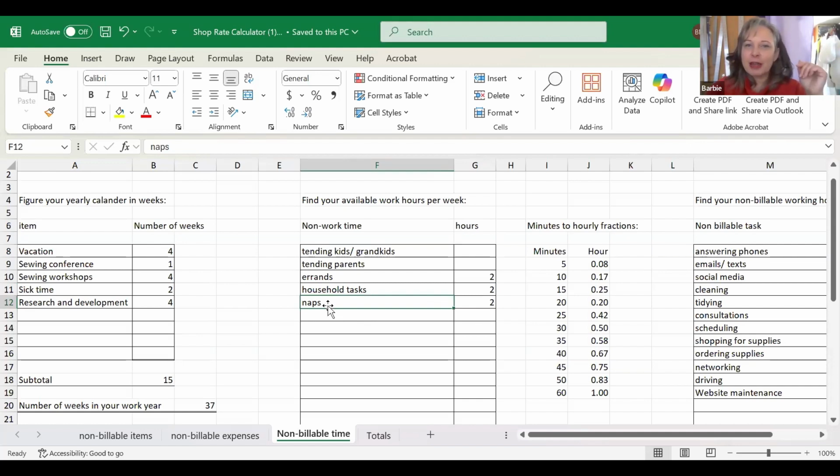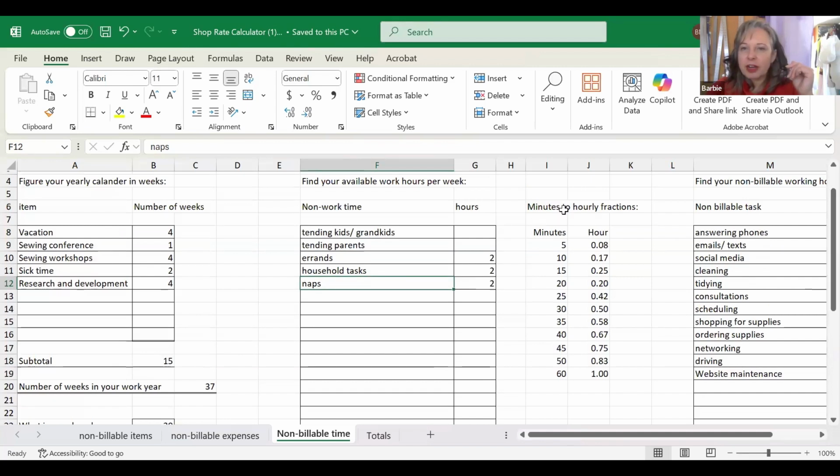Here's a little thing that I just threw in there. Naps. How many naps do you take a week? And how much time do you spend taking a nap? You know what? I go through bouts, kind of up and down. There are some weeks I take a little nap every day. There are other times I feel okay and I don't need a nap. But if you're a napper, there's nothing wrong with that. Put that time in there.